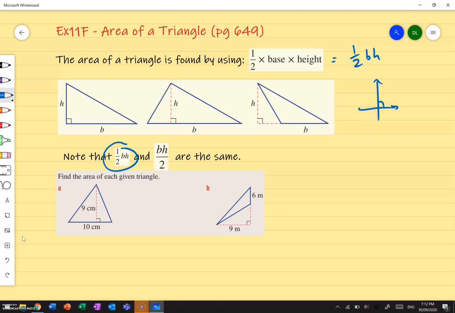Do note that half BH, which is our formula, is the same as BH over 2. Same thing. Okay. With that in mind, let's get into the examples.